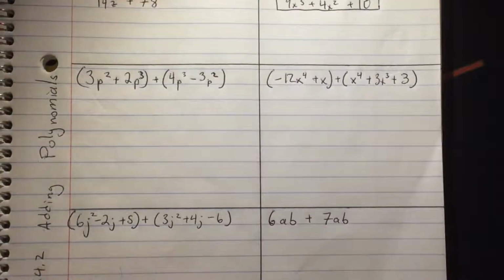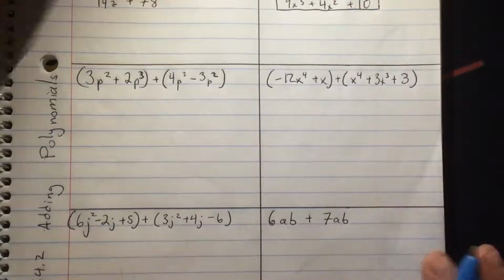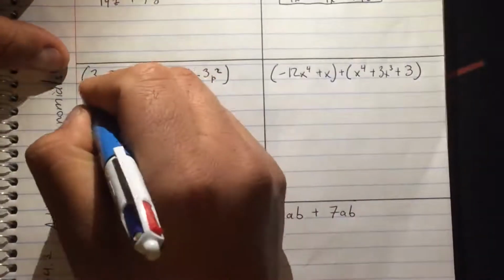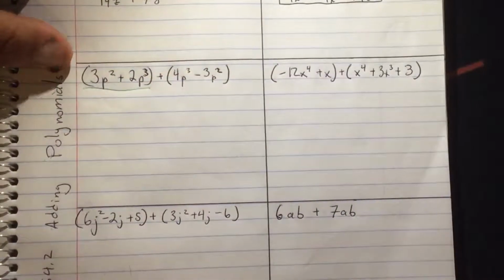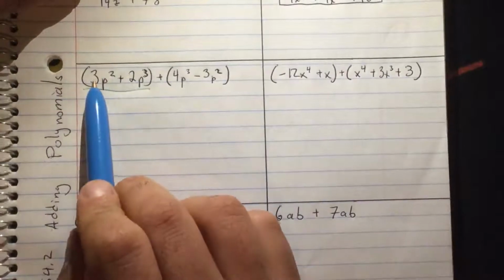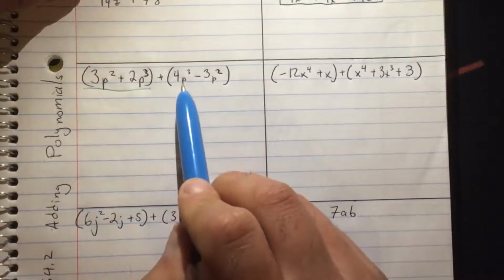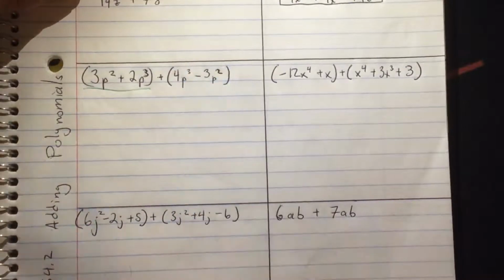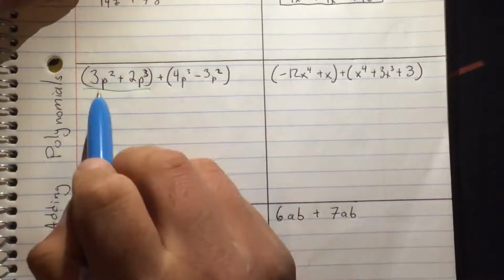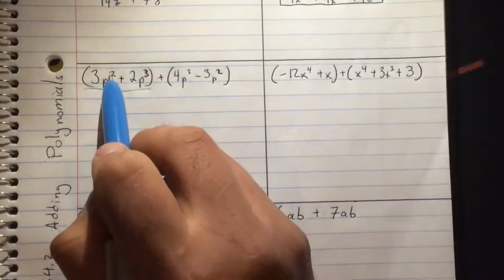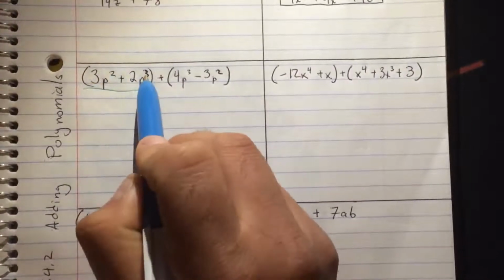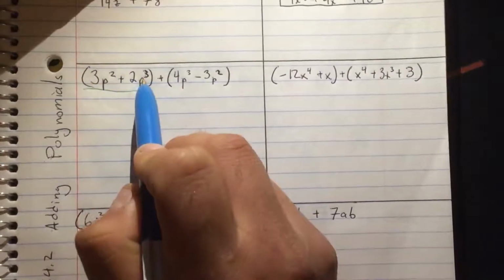This is part 3 of foldover number 1. And for this one, we're going to do similar. We're going to go ahead and set this one up first. This is our 3p squared plus 2p cubed plus 4p cubed minus 3p squared. This one's set up a little differently because if you notice, the p squared is actually on the front and the p cubed is actually in the back side.